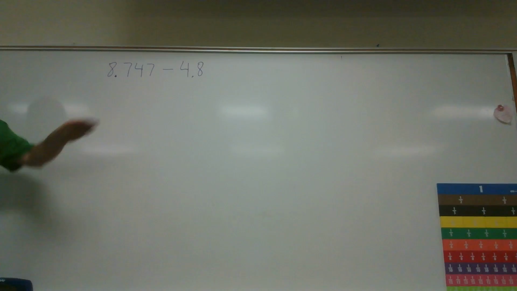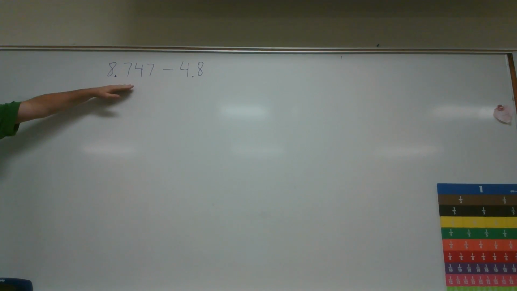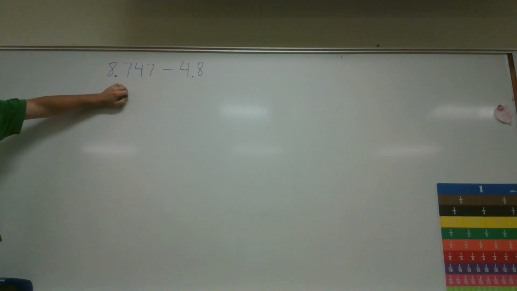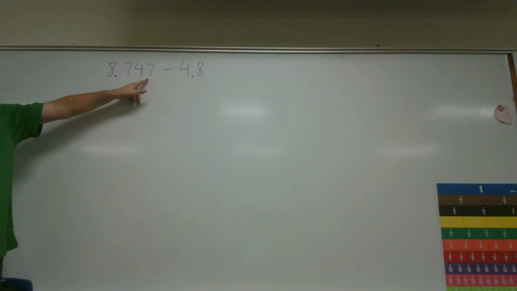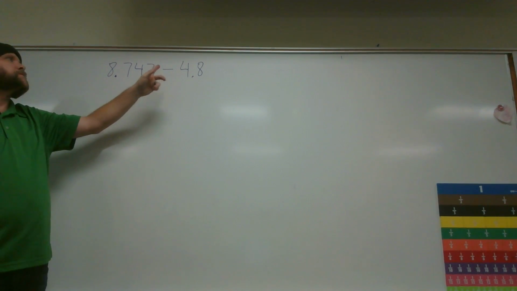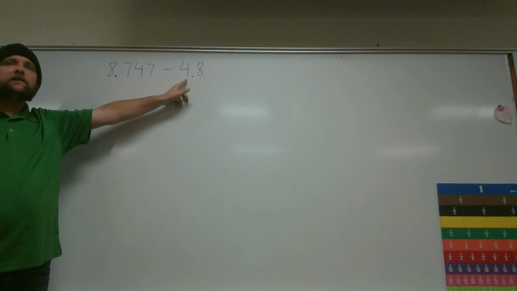All right, let's start. Ethan, how do you say this number here? 8 and 747 thousandths. How do you say this one, Ryan? 4 and 8 tenths. Good.